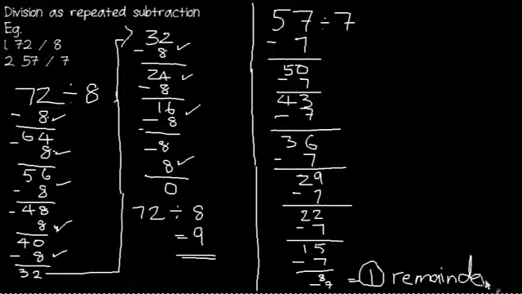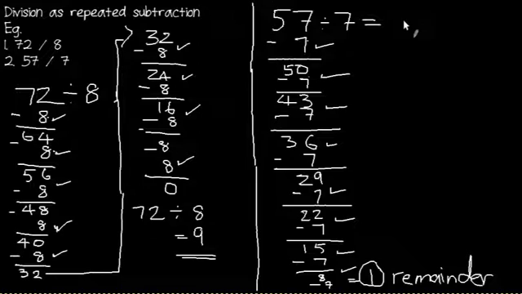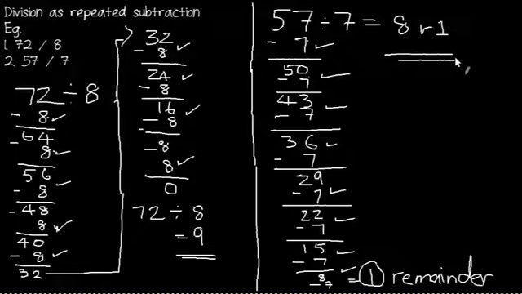And when we write it out, then we say that 57 divided by 7 equals, well, let's count them up, 1, 2, 3, 4, 5, 6, 7, 8, remainder 1. And that's all there is to division. Division simply is repeated subtraction. Try some for yourself. Good luck.